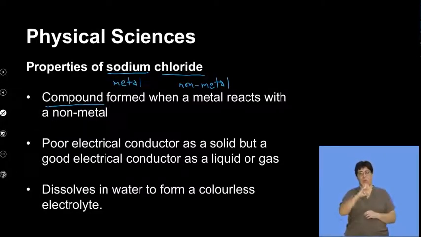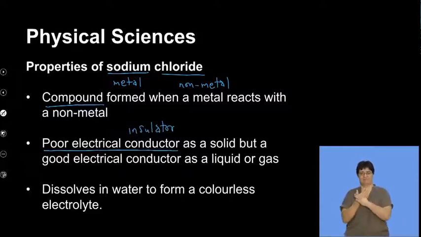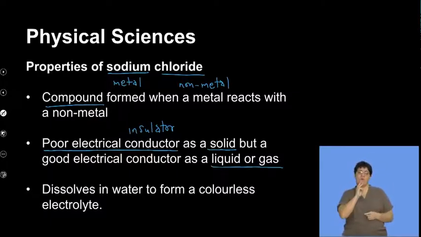It is a poor electrical conductor. If something is a poor electrical conductor, we are saying it is an insulator, okay? Sodium chloride is an insulator as a solid. Why? Because it consists of ions, but if these ions are not moving, then electric charge cannot be transferred through it. Now, in other words, we are saying it becomes a good electrical conductor in a fluid, which is a liquid or a gas. So that's the whole idea about sodium chloride.